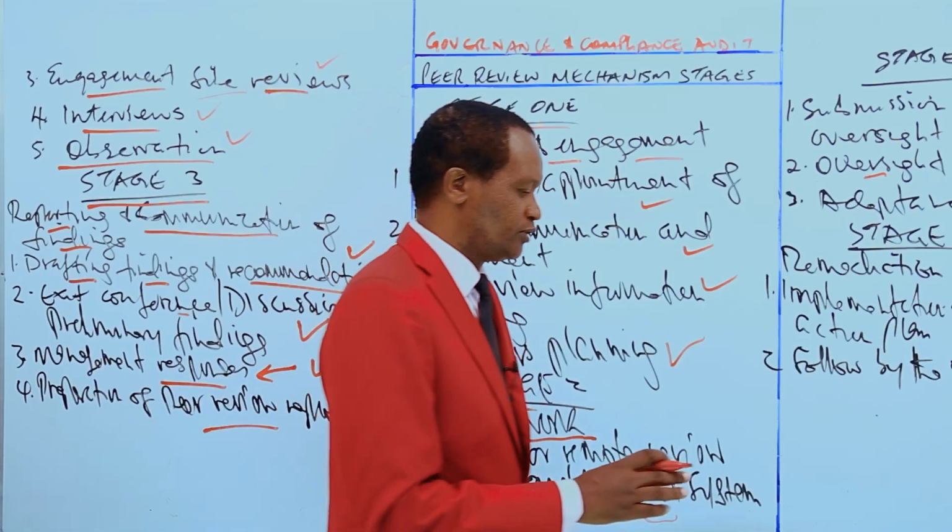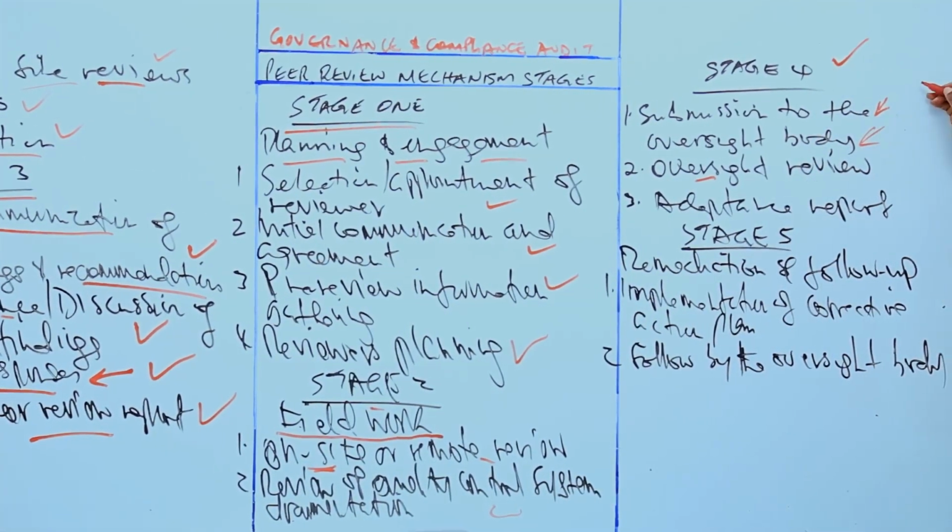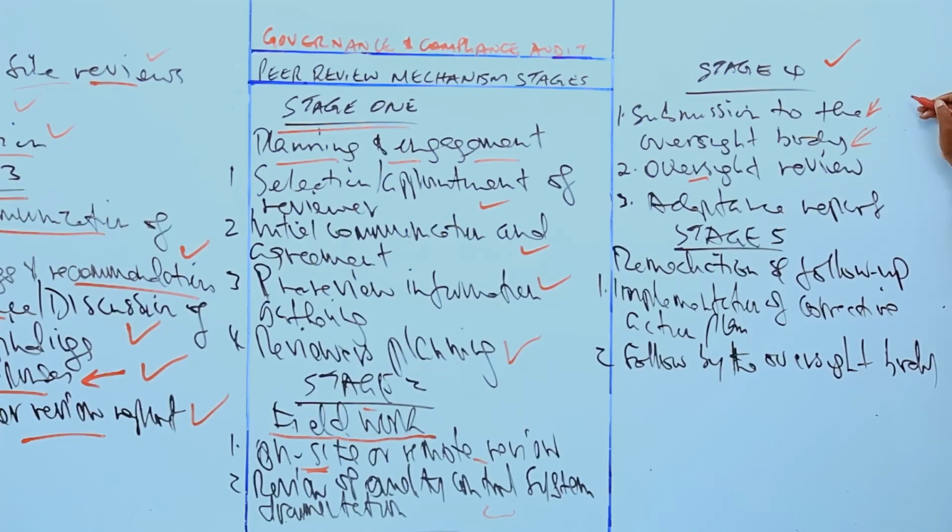Then, having the peer review report prepared, this report in stage number 4 is submitted to the oversight body or the administrative entity, which carries out again a review. The basis of this review is the peer review report. Then there is the acceptance report at the end of the oversight review.